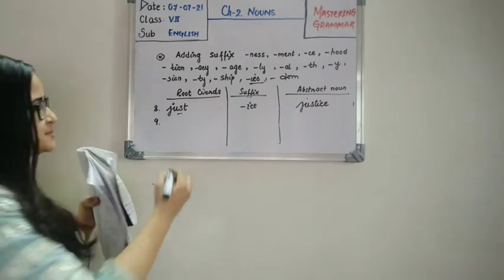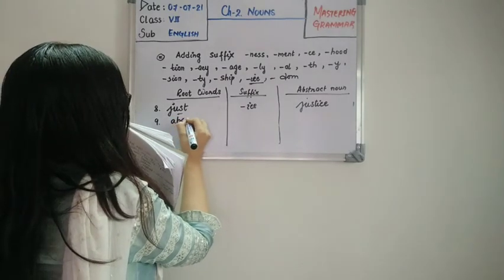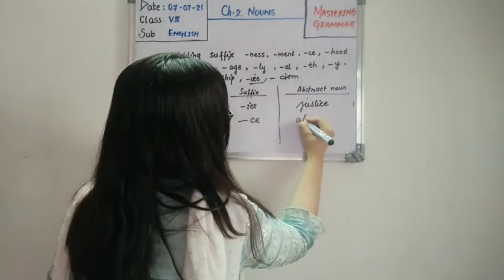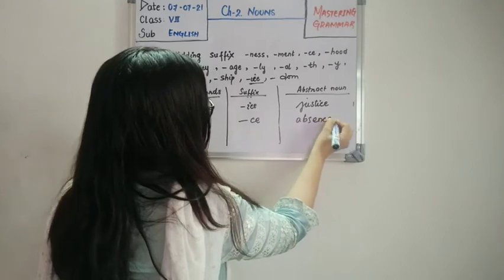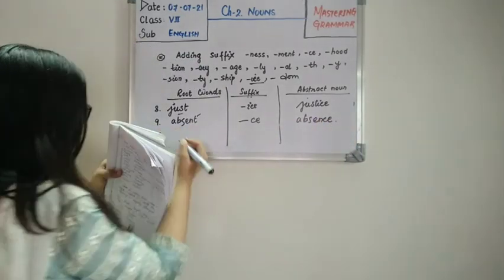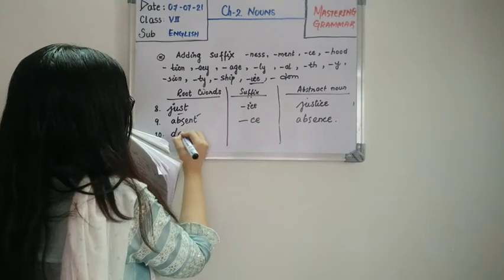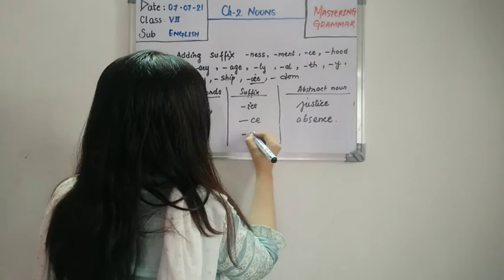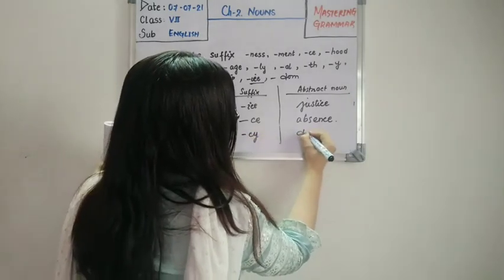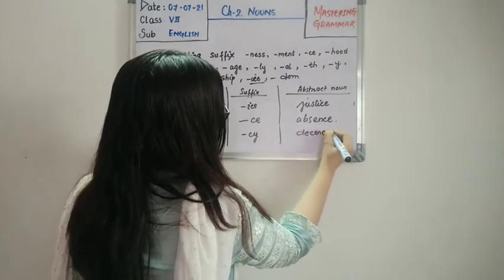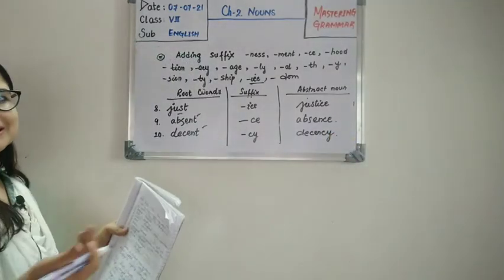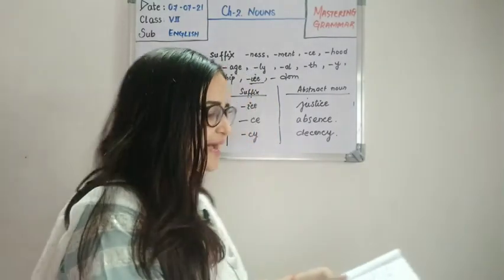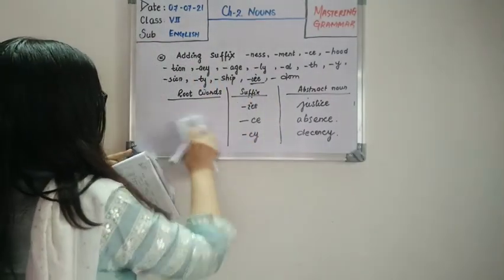Again, absent. The word is absent. So we are going to remove T and we are going to add CE. So it becomes absence. Absence is an abstract noun. Number 10, decent. Decent is an adjective. Now we remove the T and we add CY to it. So it becomes decency. Right? So this is well and clear. I think you understood this part. Now we have some other words as well. Number 11.